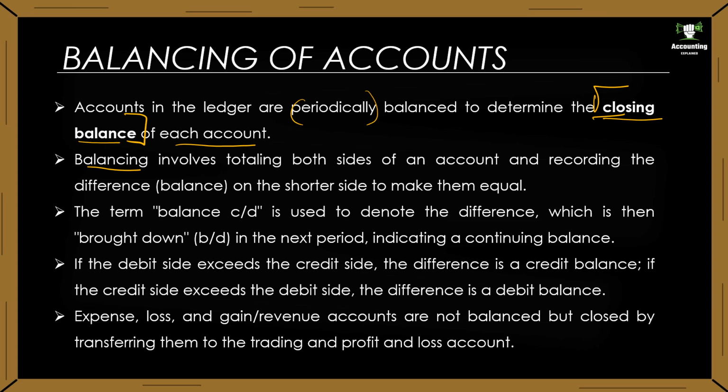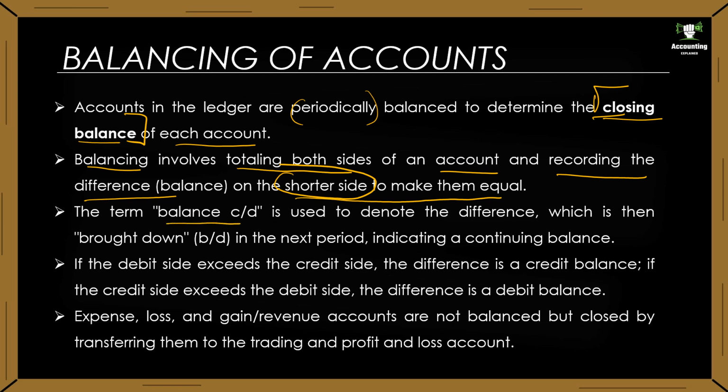Balancing involves totaling both sides of an account and recording the difference, that is the balance on the shorter side, to make them equal. So balancing means first we will total both sides of the account, that is the debit and the credit side, and whichever side has a shorter or lower balance, on that side the remaining balance will be recorded. That is, the difference will be recorded.